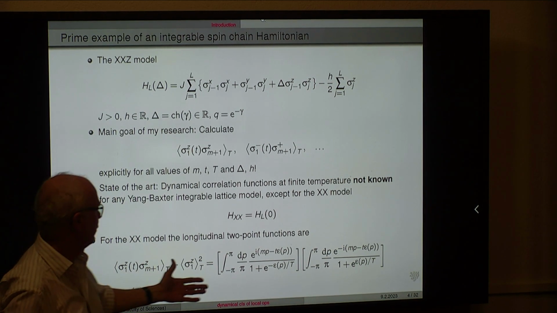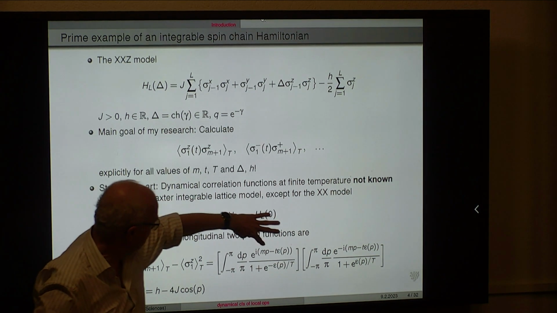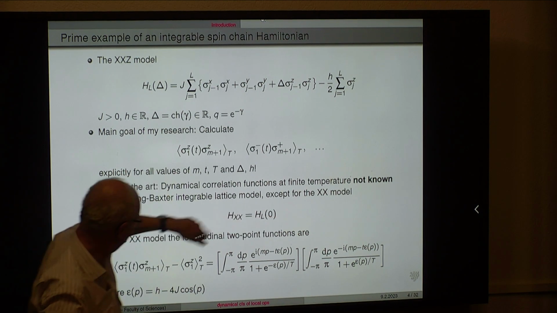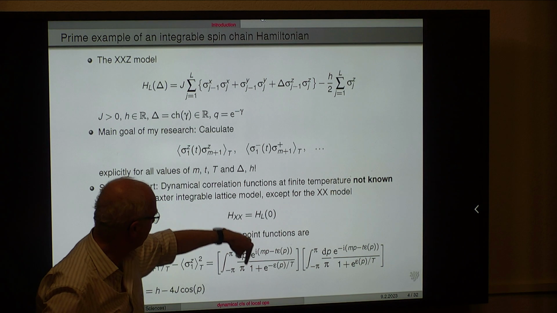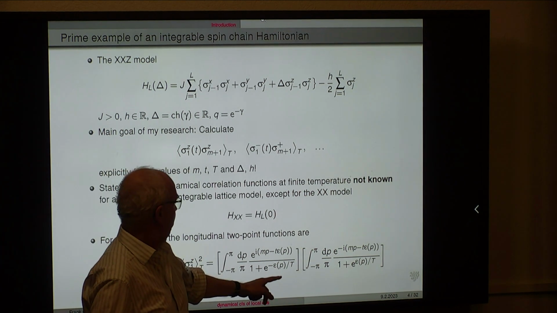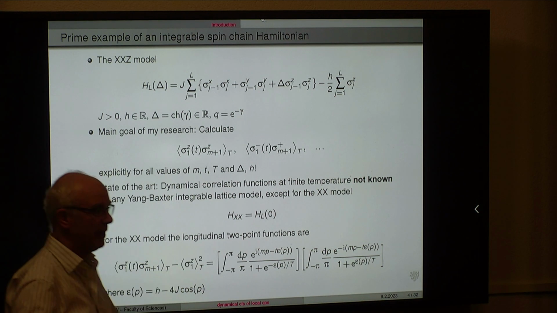It's something which is very intuitive, just a wave transform. So this is the dispersion of my spin waves, p, and epsilon of p, just the cosine. And this is called the Fermi weight, 1 over 1 plus e to the epsilon. So you get the wave transform of the Fermi weight multiplied by the same thing for the other expression.